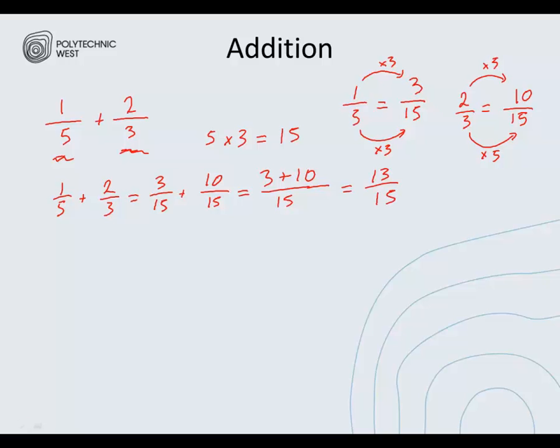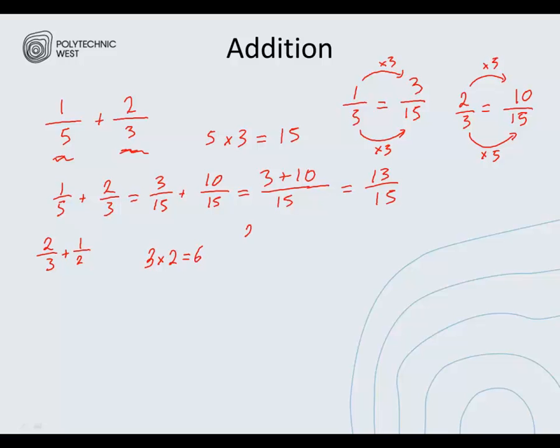Let's do one more. 2 over 3 plus 1 over 2. Now, what we'll do is we'll find the number that we're going to have underneath, and the number we're going to have underneath is the underneath ones multiplied by each other. So we've got 3 and a 2. 3 times 2 equals 6. So 6 is what we're going to have underneath.